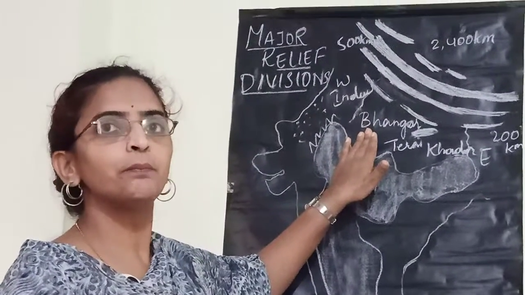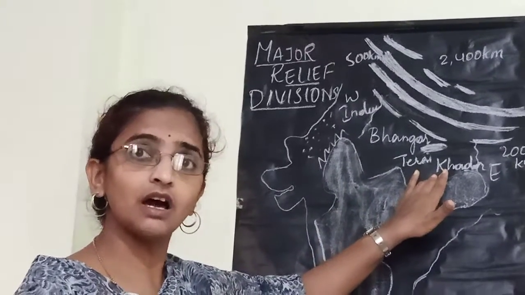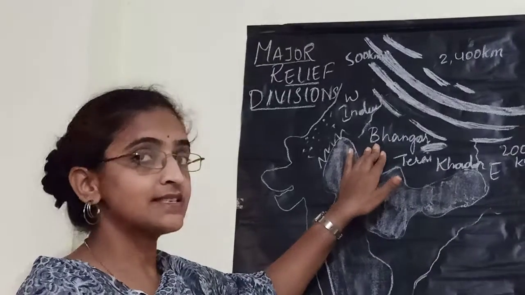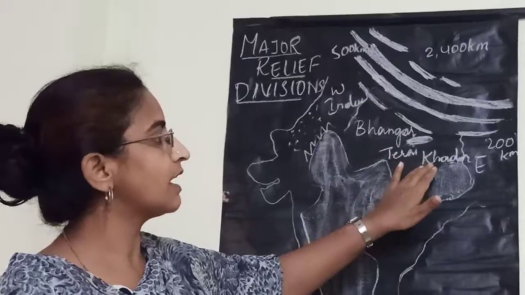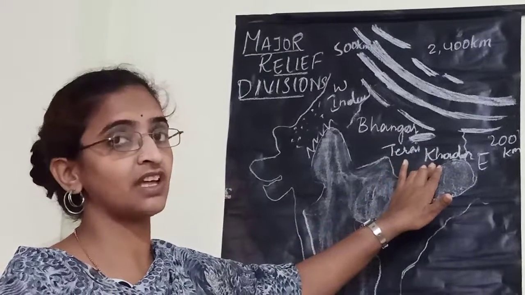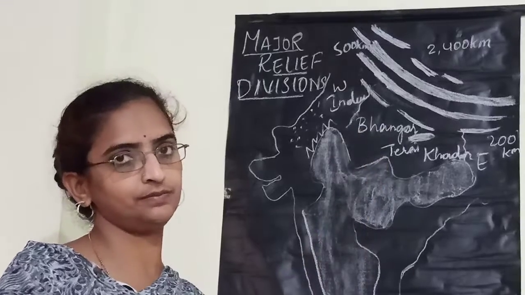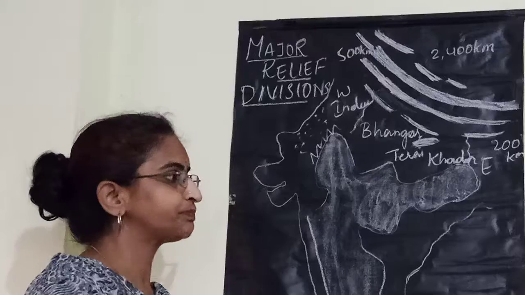Bhangar has pebble-like deposits. Khadar is very fine in its structure. As Bhangar is old alluvial deposit, it is less fertile, whereas Khadar, the new alluvial deposit, is highly fertile compared to Bhangar. Okay, so this is all about the Indo-Gangetic plain.